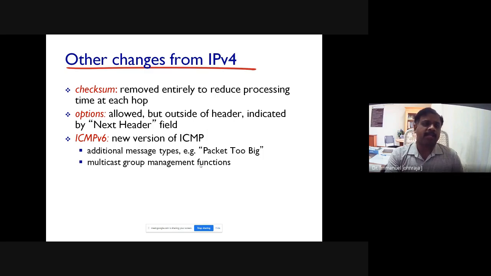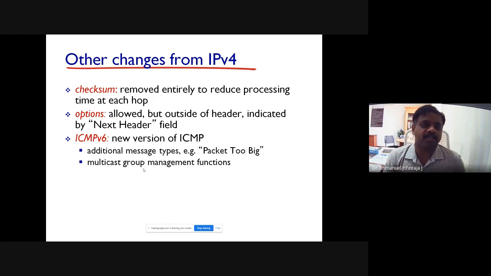All right, now what are the other changes? As you can see, the checksum is completely removed, with the reasoning that with the latest technologies the reliability has improved a lot. It is deduced that the error rate in the communication link is very minimal, if not zero. Hence the checksum field is felt to be an additional burden on the IP header. That's the reason the checksum is removed. Please remember, your data link layer protocol also has a checksum.